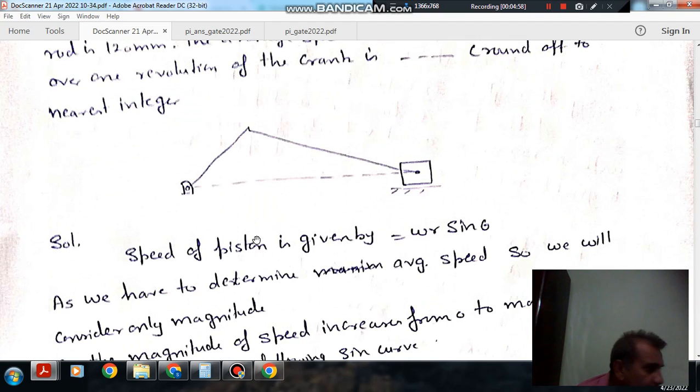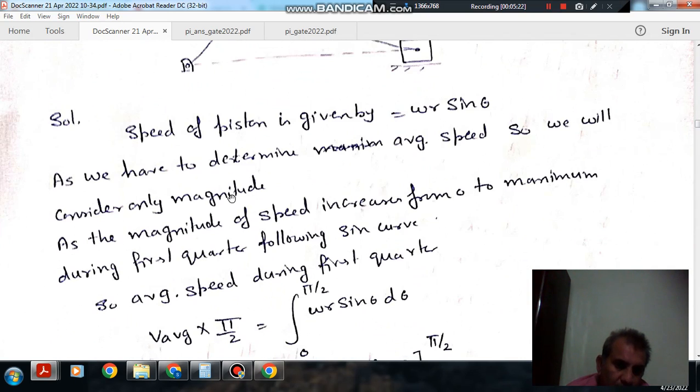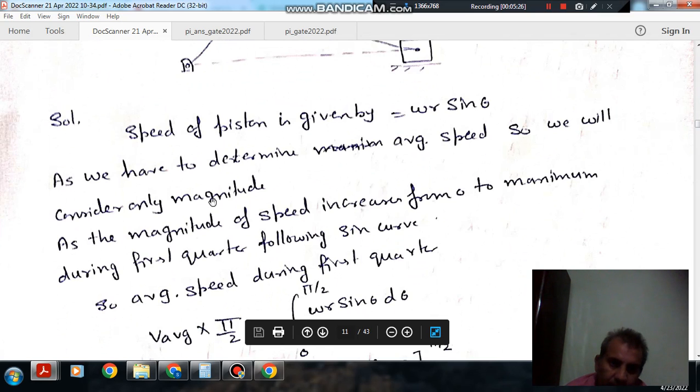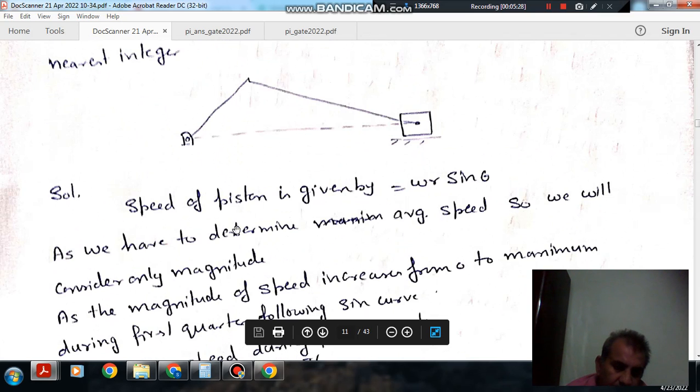So as average speed has been asked, speed has been asked, not the velocity. So speed is increasing from 0 to maximum during the first quarter, and then maximum to 0 in the second quarter, and then again 0 to maximum in the third quarter, and then maximum to 0 in the fourth quarter. So in the first quarter, the angle turned by the crank is pi by 2.